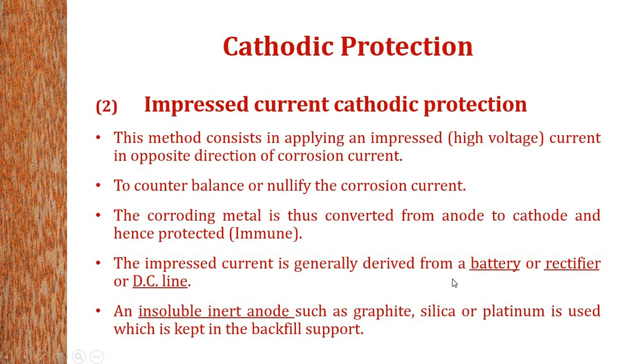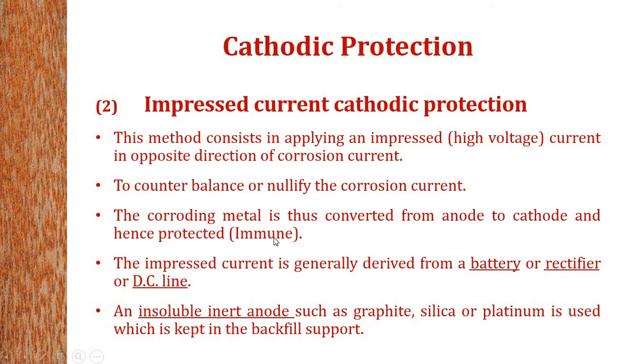Now let us come to the impressed current cathodic protection. As earlier we have said, impressed current cathodic protection uses very high voltage current, and this current is applied in the direction which is opposite to the corrosion current. So when we apply it in the opposite direction, what will happen? It will nullify the corrosion current. That means the anodic reaction will not take place. Now the cathodic reaction will take place. The metal is converted to cathode from anode, and therefore it will become immune.